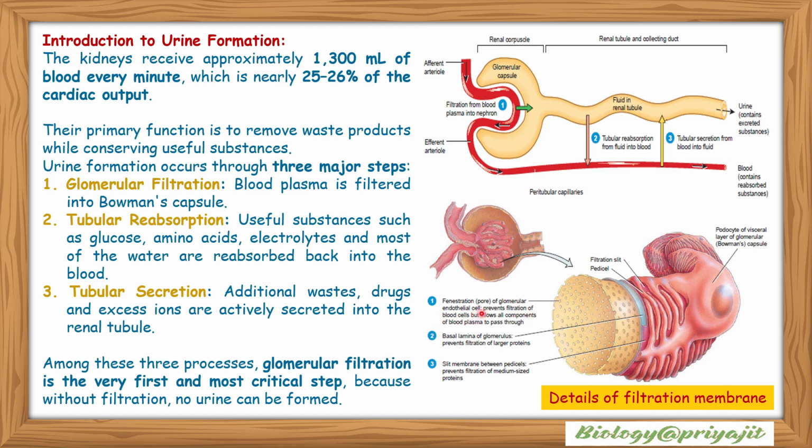Number one is the fenestration or pore of the glomerular endothelial cell, which prevents filtration of blood cells but allows all components of blood plasma to pass through. Second is the basal lamina of the glomerulus, which prevents filtration of larger proteins. Third is the slit membrane between pedicels, which prevents filtration of medium sized proteins. This is the filtration slit, and this is the pedicel, podocyte of the visceral layer of the Bowman's capsule.